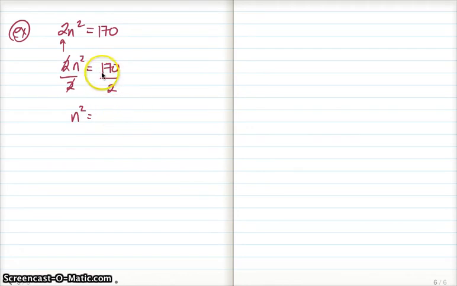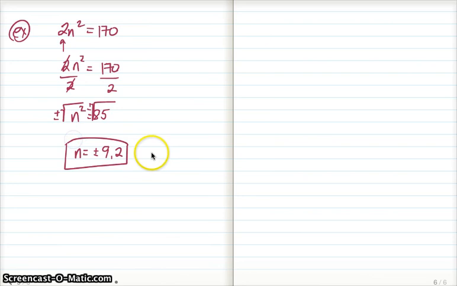And then think about it. What's half of 170? Well, 80 and 80 would be 160, so 85 and 85 is 170. So now I'm back to where I was before. I can take the positive or negative square root of each side. I'll end up with just n because I'm undoing that square. And when I type this into my calculator, I get plus or minus 9 point, and let's round to the nearest tenth, 9.2. And again, if you wanted to present your solution this way, that would be fine as well.